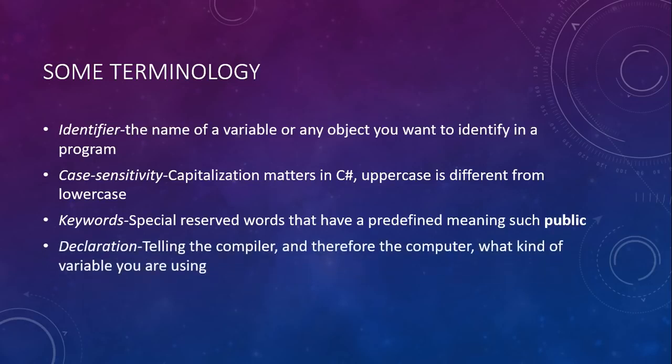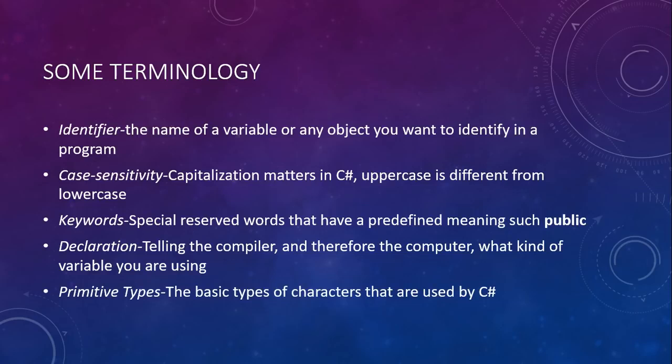Next is declaration, which is telling the compiler and therefore the computer what kind of variable you're using. And lastly, we have primitive types. These are the basic types of characters that are used by C#.